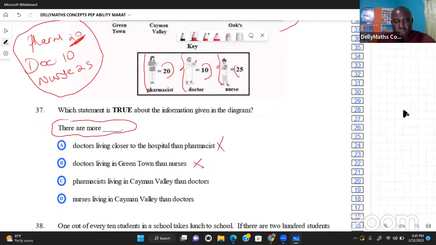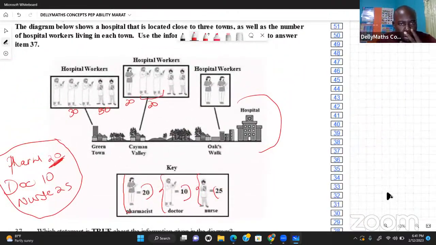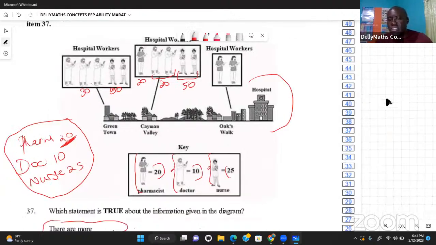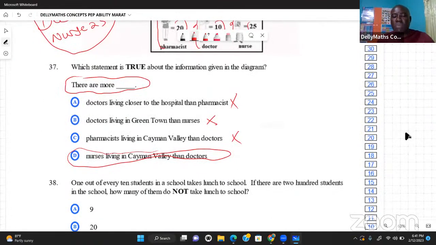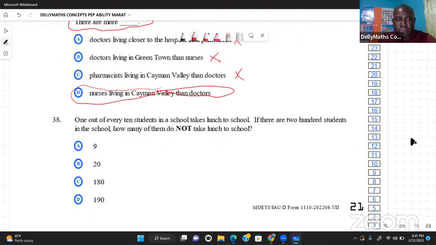So no. If this is incorrect, then that means this one has to be the answer, all right? Without reading, but I'll read it. There are more nurses living in Cayman Valley than doctors. It is going to be correct. Of course, there are 2 nurses here and 1 nurse is 25. There are 50 nurses, but I never had to go that far because the first 3 answers were incorrect. It means that the last one by default had to be correct, all right?